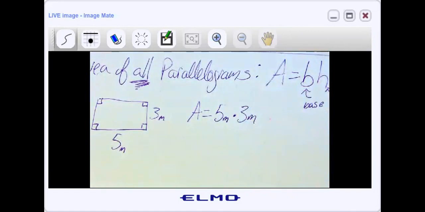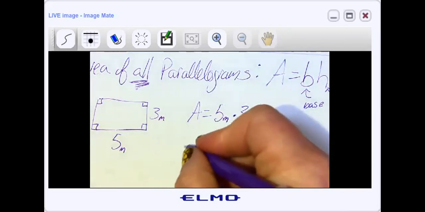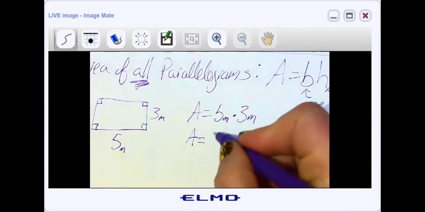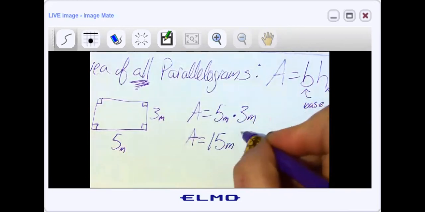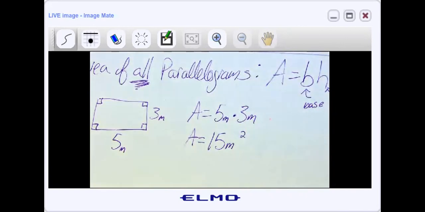Look at the units. Obviously, 5 times 3 is 15, but look, you have m times m. That's why the answer to area is always in whatever the units are squared, because you literally are squaring the units. Meters times meters gets you meters squared. Do you see that?